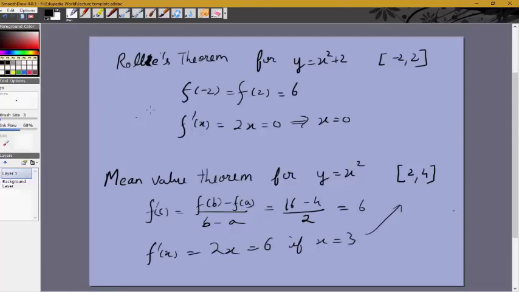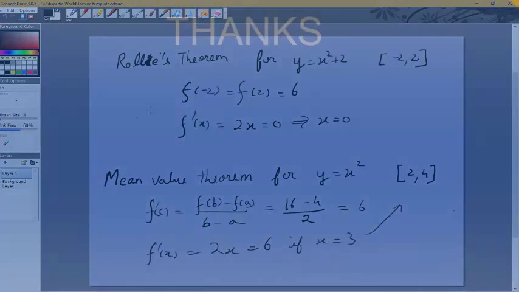So this completes the chapter on differentiability. In the next video, we start working on many applications of derivatives.